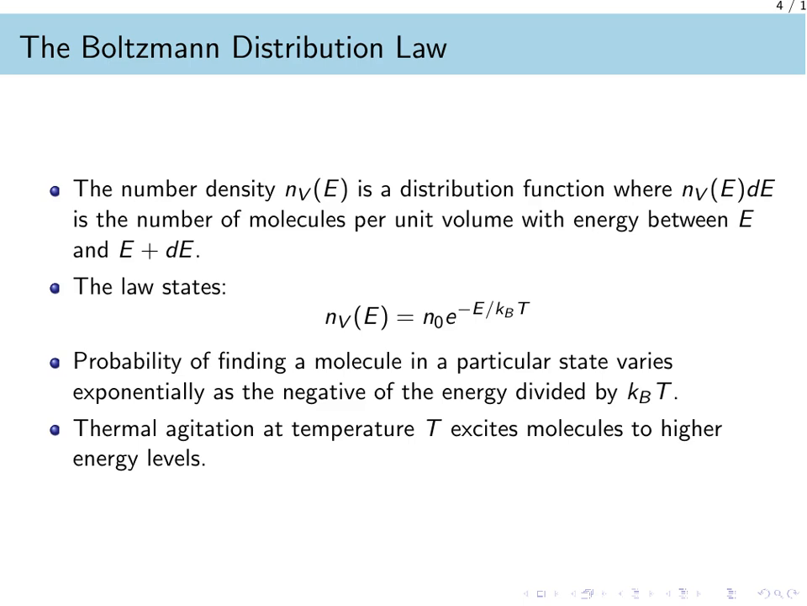We define a distribution function called the number density, represented as n sub v of E. Here, n sub v of E multiplied by dE gives us the number of molecules per unit volume with energy between E and E plus dE. The law states that the number density of molecules with energy E equals a constant n0 times the exponential of negative E divided by the product of the Boltzmann constant and the absolute temperature. This means the probability of finding a molecule in a particular state decreases exponentially as the energy increases. Effectively, thermal agitation at a given temperature is what excites molecules to these higher energy levels.